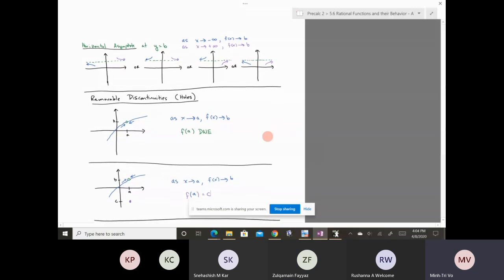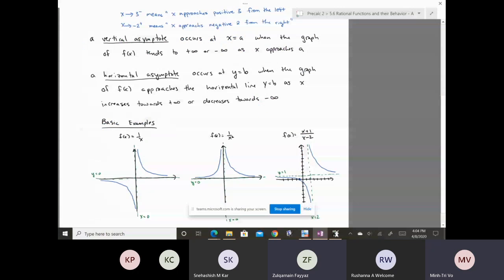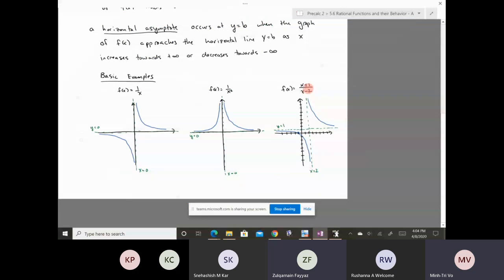Right? So if you take a look at the function on the first page, x plus 1 over x minus 2. On the left side, it's below the horizontal asymptote. On the right side, it's above the horizontal asymptote. So what that means is that if you calculate the function, it's going to be close to 1, but it's not going to be exactly 1.